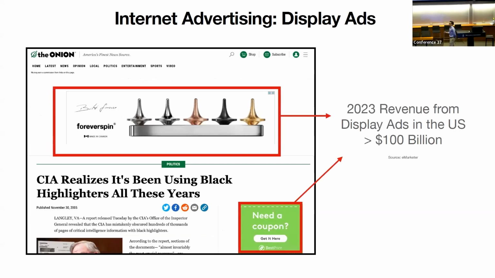The motivation for this work is online advertising, in particular display ads. Anytime you go to a website, say a news website or a blog post, you'll see that there are these banners in the top on the side that are showing you the image of the product, trying to sell it to you. These are called display ads. And selling these ads is a very lucrative industry, generating over $100 billion every year.